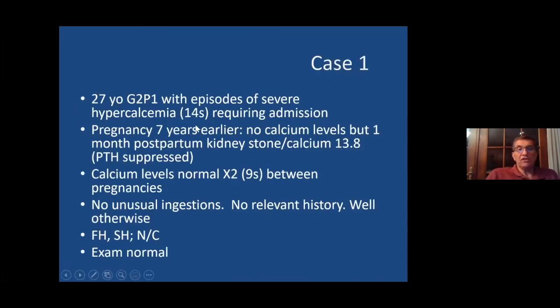So let's start with a patient. This woman is 27, she's pregnant, and she's got severe hypercalcemia in the 14s. Now, she had a pregnancy 7 years earlier. There was a calcium 1 month postpartum when she presented with a kidney stone, which was 13.8, and a PTH was suppressed. And then she had 2 other calcium levels between the 2 pregnancies, which were normal in the 9s. No unusual ingestions. Everything else was really kind of non-contributory, and her exam was normal.